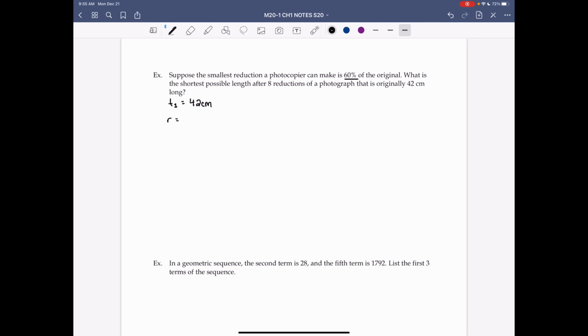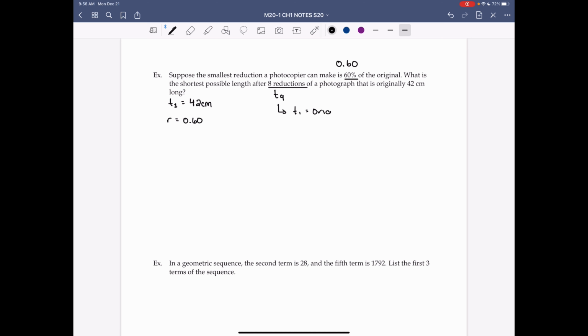When we have percents, we want to change them to decimals. So that'd be 0.60. The copy will be 60% the size of the original. So R is 0.60. We want to know what happens after 8 reductions. 8 reductions would actually be term 9, because term 1 is not a reduction. Term 1 is the original. So then term 2 would be the first reduction.